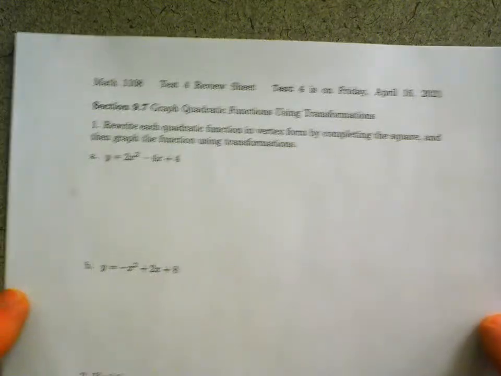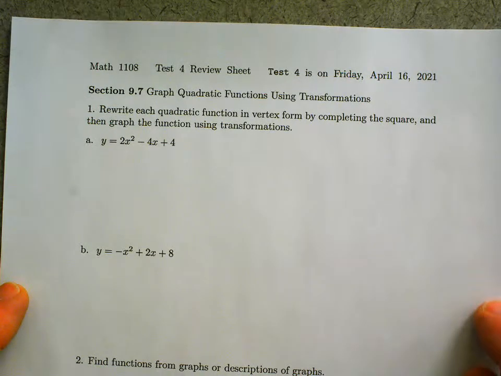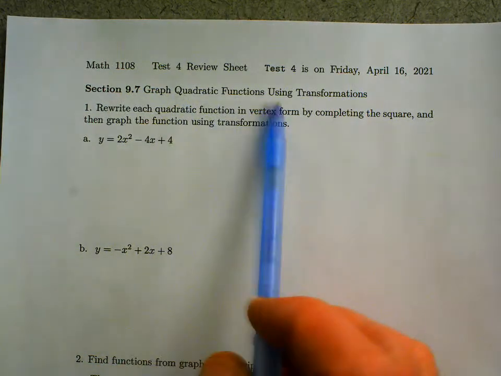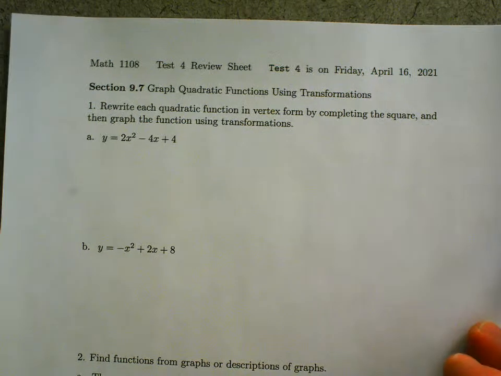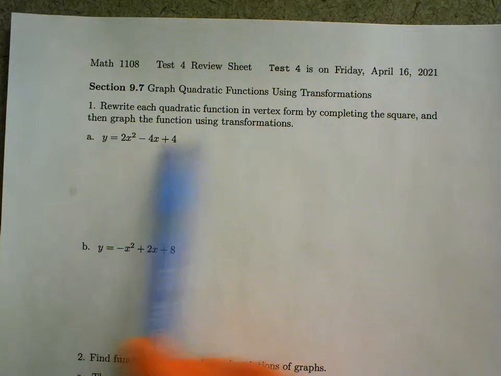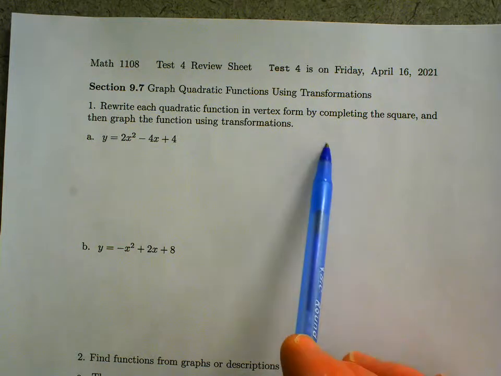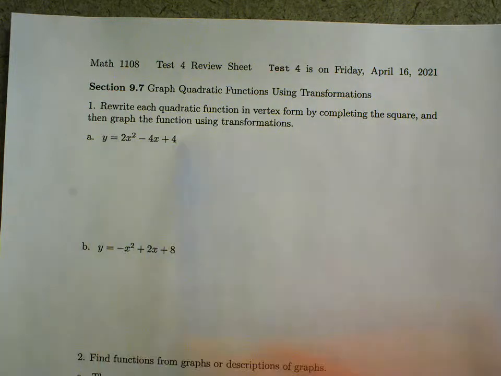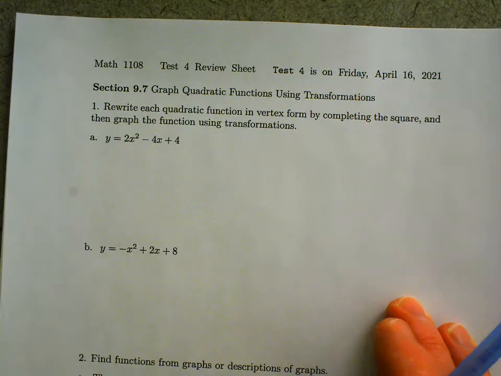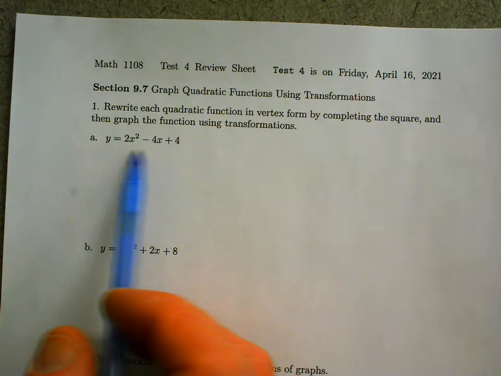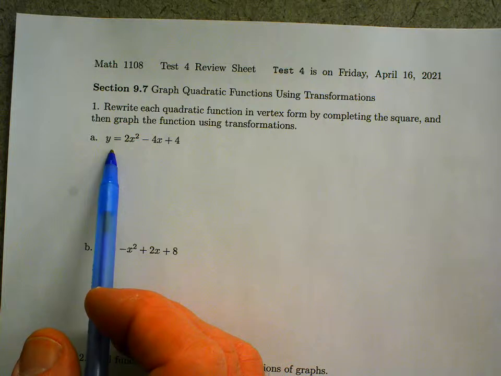So in section 9.7, we graph quadratic functions using transformations. So the directions are to rewrite each quadratic function in vertex form by completing the square, and then graph the function using transformations. So remember the 4 steps to get a quadratic function from standard form to vertex form.